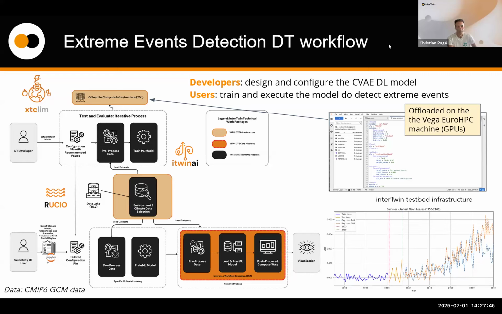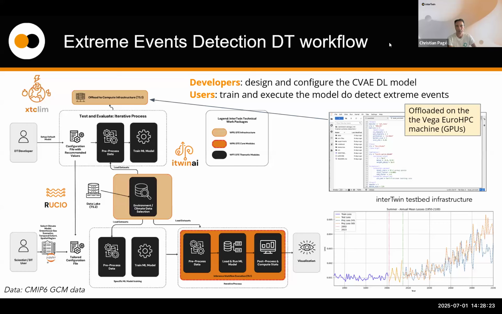The user, on the lower left, has a slightly different workflow because they will use the pre-done configuration by the developer to train on the specific selection of data sets that the user wants to analyze. And this will use input data from the CMIP6 that is stored on the Rucio data lake. And the computing is also offloaded onto the HPC computers in order to generate the results.